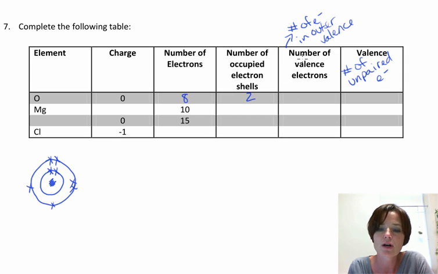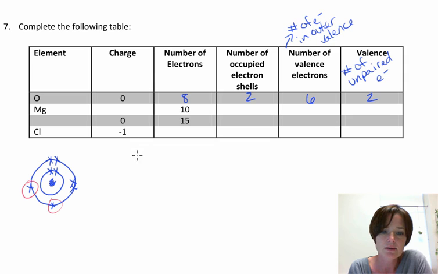The total number of valence electrons, that would be all of the electrons in the valence shell, which if you look here, we have 6 of them that are in the valence shell. And then the valence is the number of unpaired electrons, and there are 2 unpaired electrons. So if we just circle them, that one and that one, those would be our unpaired ones, which are going to be equivalent to the valence. So I'm going to put 2 right here.